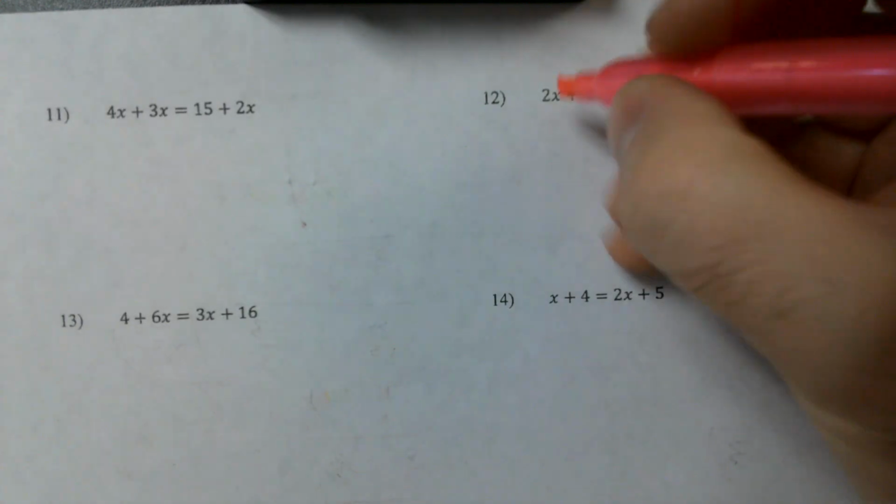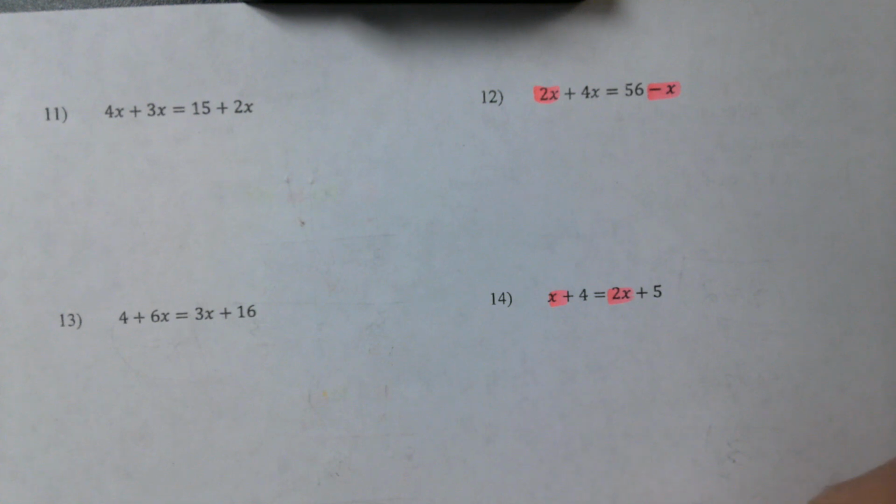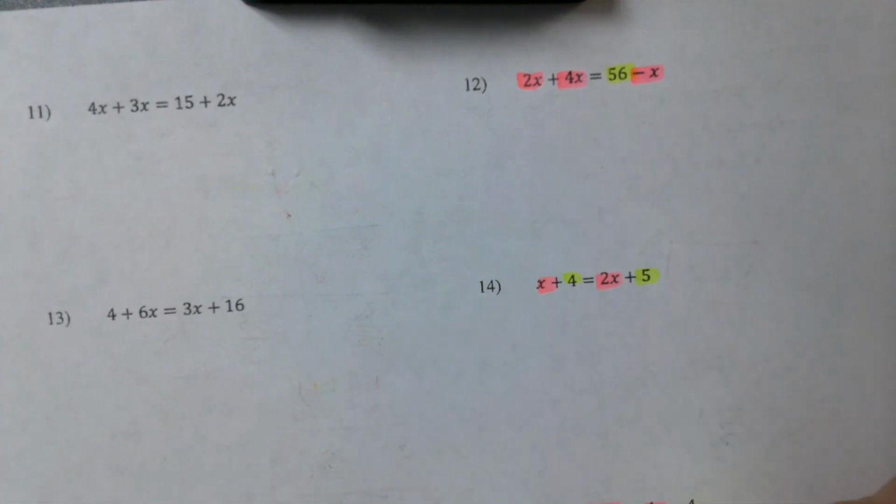Moving on to the back. Again, I'm just going to take a moment and get my highlighting out of the way. X with an X, X and an X, and all my numbers. So on the back, the difference that we have is that we're also combining like terms, which we talked about on Wednesday.